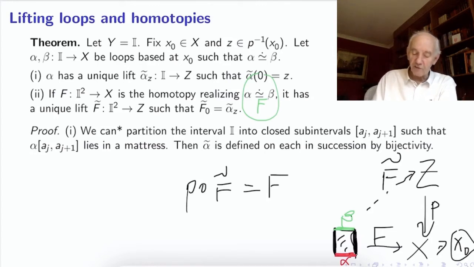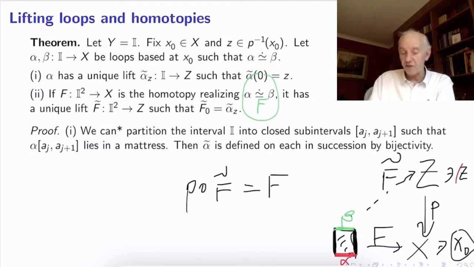So when we lift alpha, for example, we'll have a path that starts at Z and it will wander around, but it won't necessarily finish at Z. It will finish somewhere else. It has to finish somewhere that's lying over x0. But remember, these are separate points. Lying over x0, there will typically be a number of points, a finite or infinite number of points.